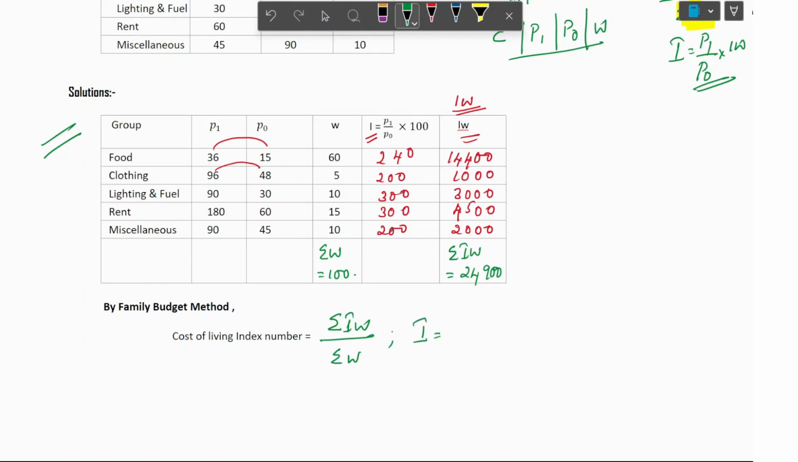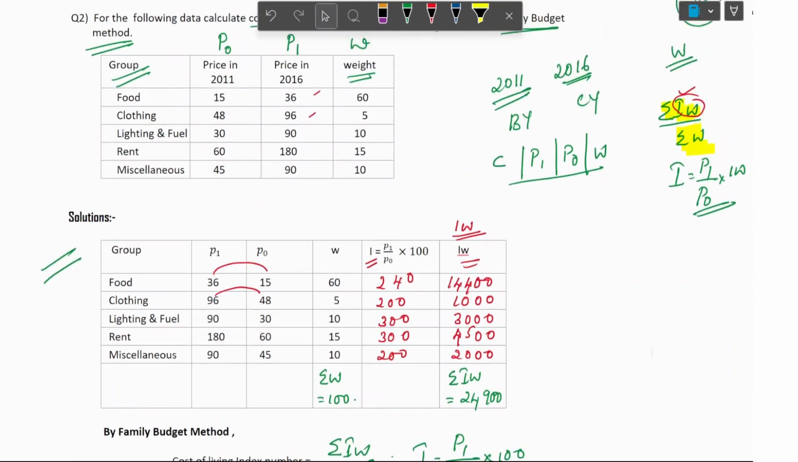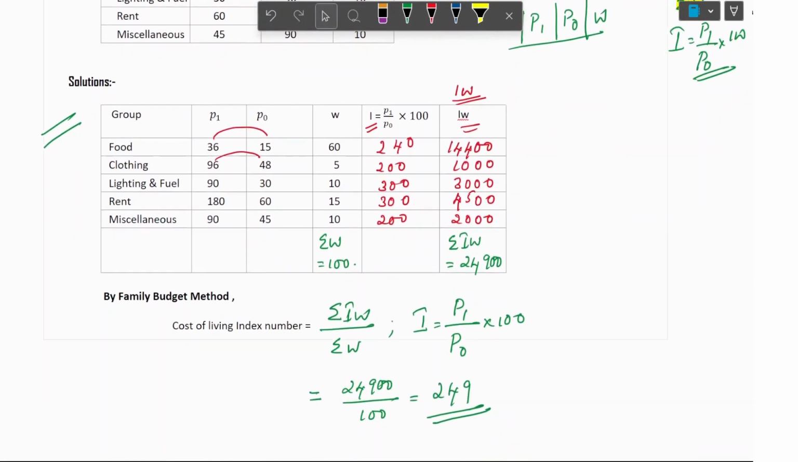That means I equals P1 divided by P0 into 100. Therefore, cost of living index number: sigma IW, what's the value? 24,900 divided by 100. Therefore, the answer is 249. This is the cost of living index number when you compare the years 2011 and 2016.